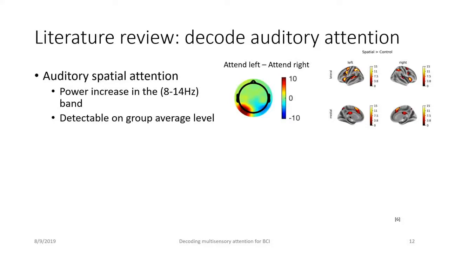And lastly, if the first one actually works, we want to compare whether there's any difference when we're using audio or tactile stimuli. So here is some literature review. The first part is about decoding auditory attention. When we are paying attention to different auditory objects in the world, we can use different cues. For example, if we know where the sound is, we can use our spatial attention. We can narrow down our attentional span just to that narrow direction.